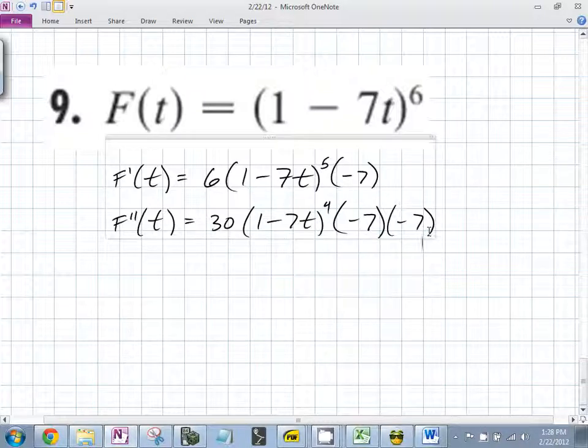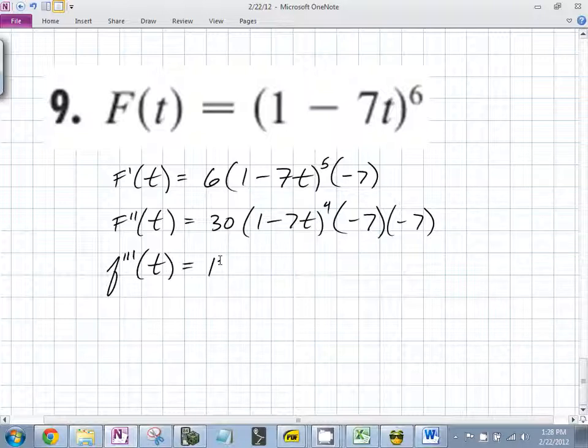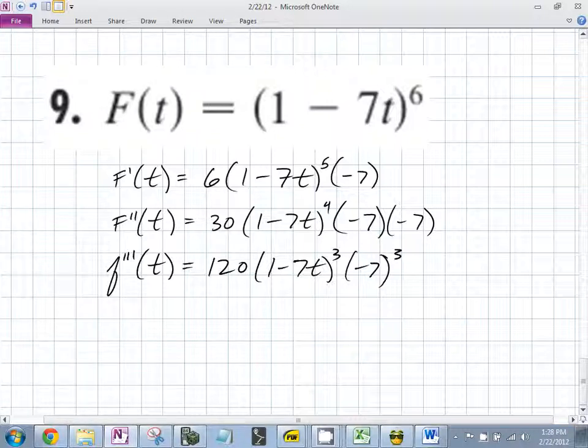So, could you keep on going on this? What's the third derivative? 120 times 1 minus 7t to the third, and it's negative 7 to the what power? To the third. That's the third derivative, right? Can someone tell me what the seventh derivative of this is going to be? Just stare at it. What's the seventh derivative going to be? Zero. I'm sorry, what'd you say?